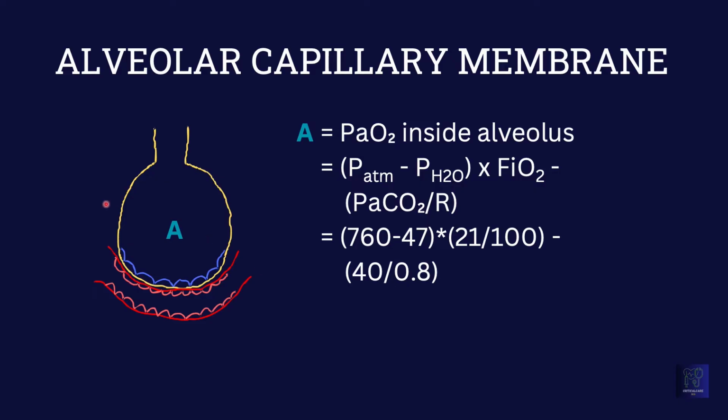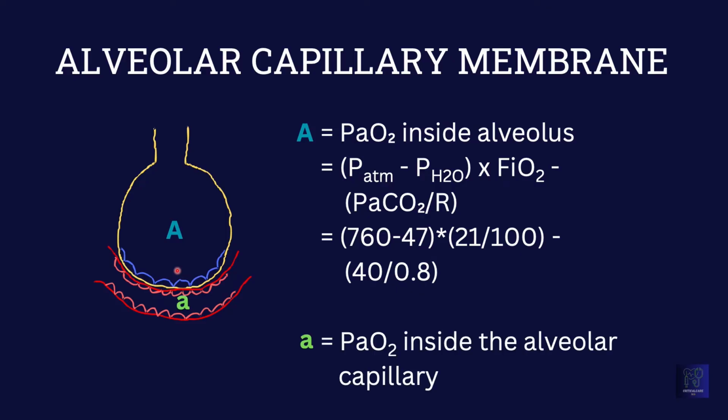So the capital A, or the partial pressure of oxygen inside the alveolus at sea level on room air, is 100 millimeters of mercury. The letter small a represents the partial pressure of oxygen inside the alveolar capillary. Under ideal situations, all the oxygen inside the alveolus should freely diffuse across the membrane and be in equilibrium with the capillary oxygen. So big A should be equal to small a under ideal situations.